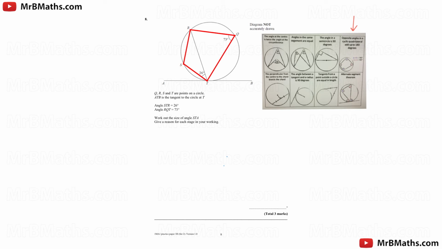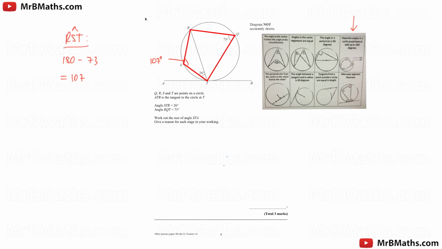So if we know the opposites add up to 180, I can find the angle RST. So I can do 180 take away 73, which will give me 107. So this angle here would be 107 degrees. Now I can't do the other two opposites, because I would need this angle here to match this angle here, but if you look, the 26 only represents a small part of this section. So I have to look at another circle theorem that I can use.